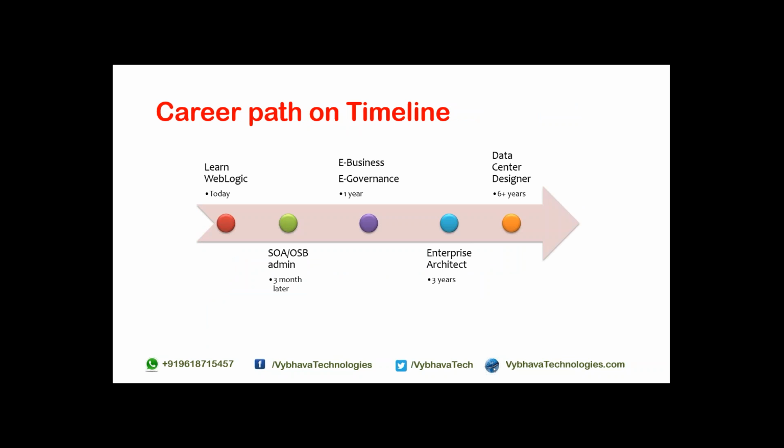So how can we grow after learning WebLogic? Today we are learning WebLogic administration. What next? Next you can go ahead with SOA and OSB administration, which covers BPM, BAM, etc. SOA is web service based applications which we can build on top of WebLogic. We can integrate these web services with a bus service, OSB, Oracle Service Bus. Then we can grow with these basic capabilities. Once WebLogic and OSB are done, the next step is you can learn e-business or e-governance.